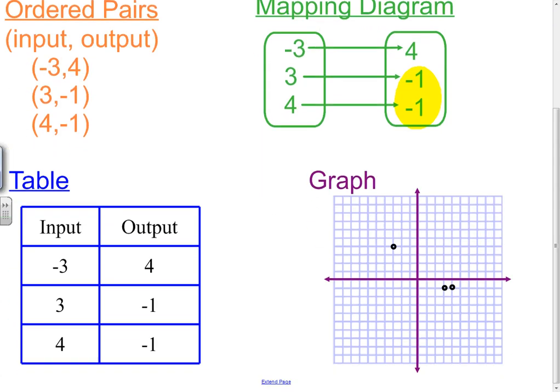In a table, you put the input on the left and the output on the right, and there you list it more than once. And in a graph, you just put ordered pair points where they would be on the XY axis. Do not connect them with a line.